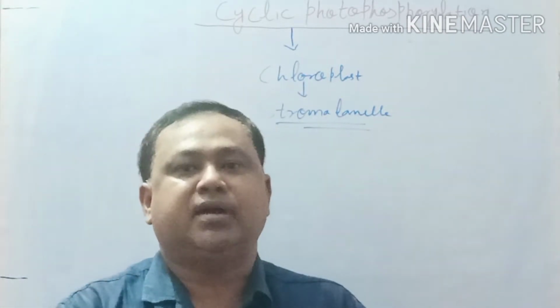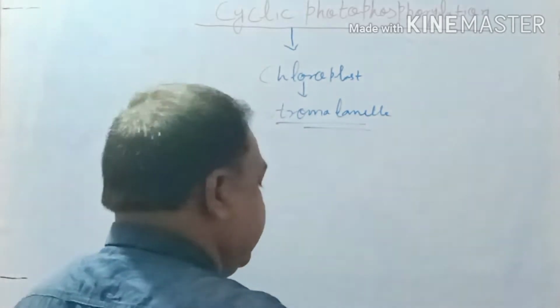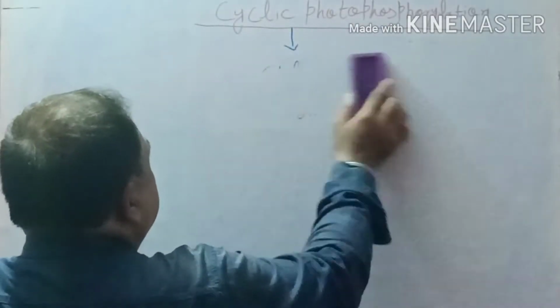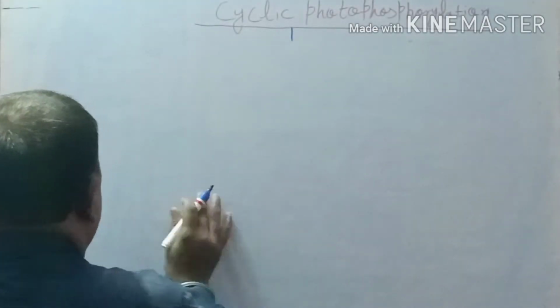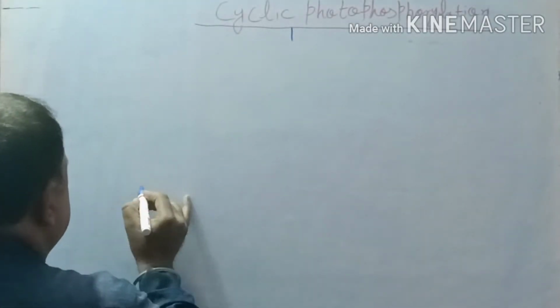The process of cyclic photophosphorylation is called so because it takes place in a cyclic manner. First of all, we have to draw the diagram, then we will know how it takes place.